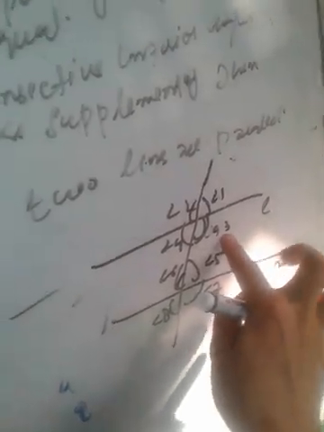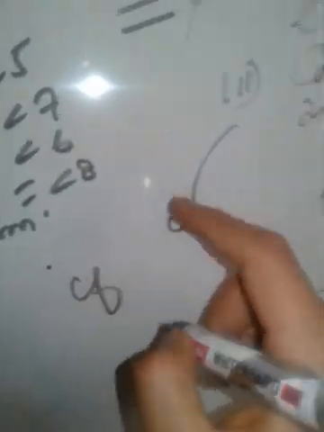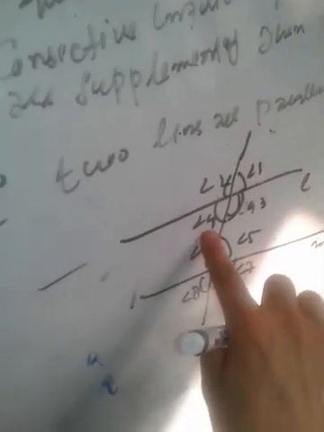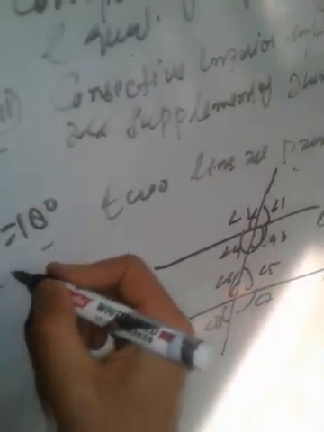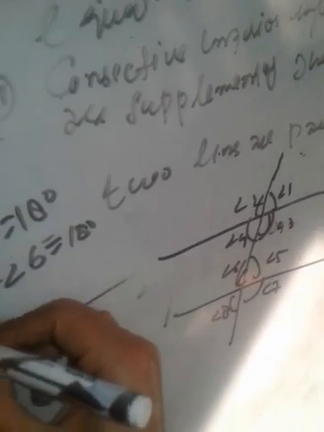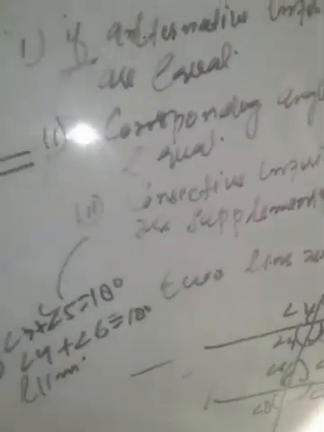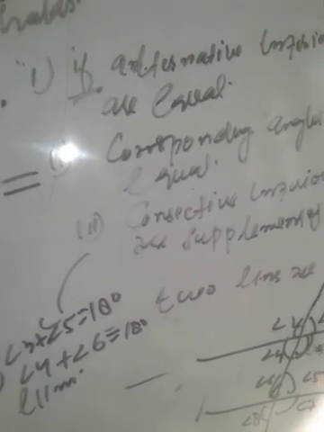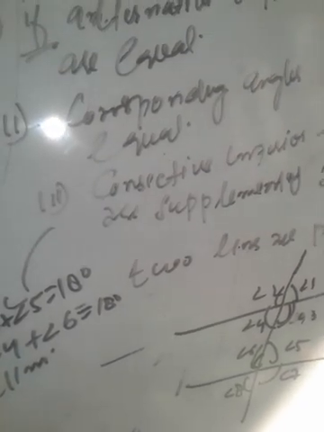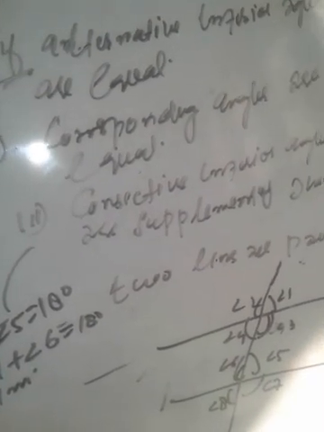And in the third case, consecutive interior angles are supplementary. If angle 3 plus angle 5 equals 180, and angle 4 plus angle 6 equals 180, if this happens, then what will happen? L is parallel to M. So this is the converse part of the previous statement. In the first part, we are given that the lines are parallel, then alternate interior angles are equal, corresponding angles are equal, and consecutive interior angles are supplementary.